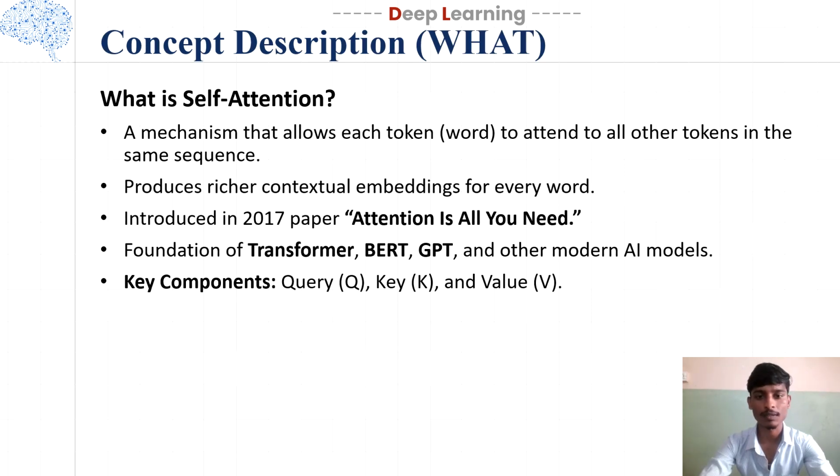So now let's understand what self-attention actually is. Self-attention is a mechanism where each token or word in a sequence attends to all other tokens to learn their relationships. It creates richer, more meaningful representations for every word. This concept was first introduced in 2017 by Vaswani et al. in the research paper, Attention is All You Need. It forms the foundation of modern architectures like transformers, BERT, and GPT. The self-attention process mainly works with three components: query, key, and value vectors. Each word's query is compared with every other word's key to calculate how much attention it should receive.